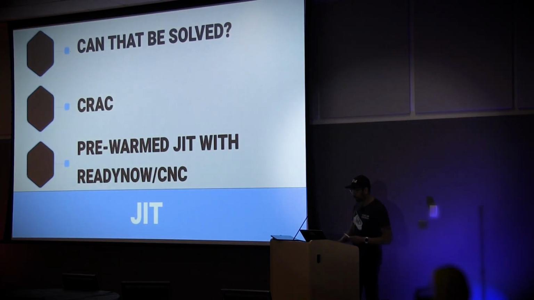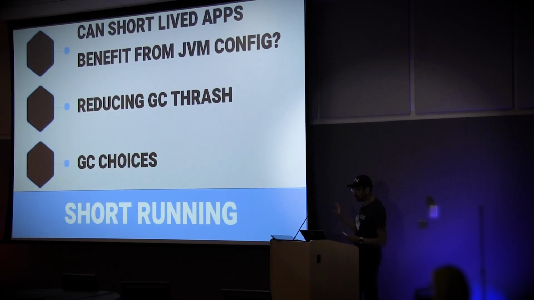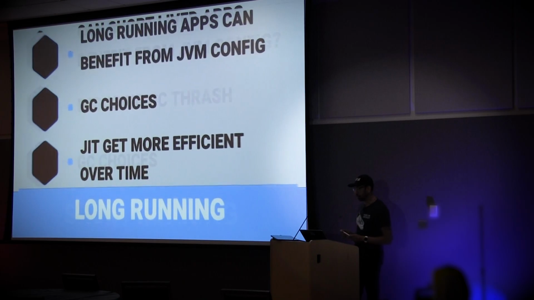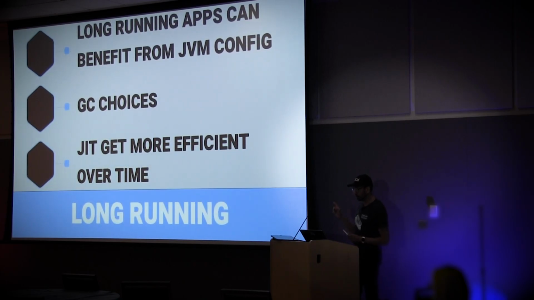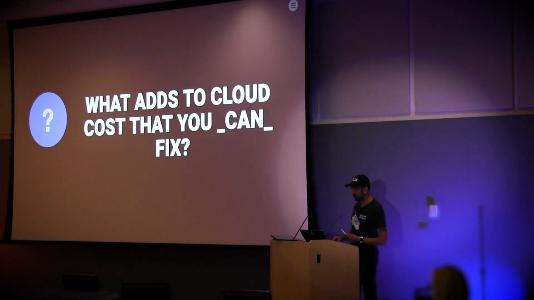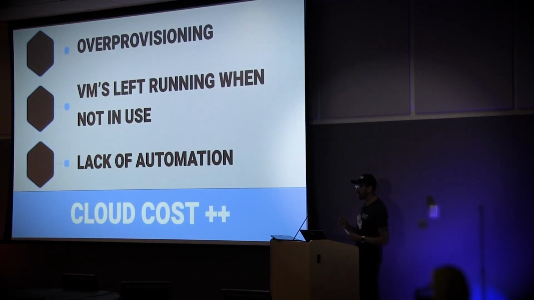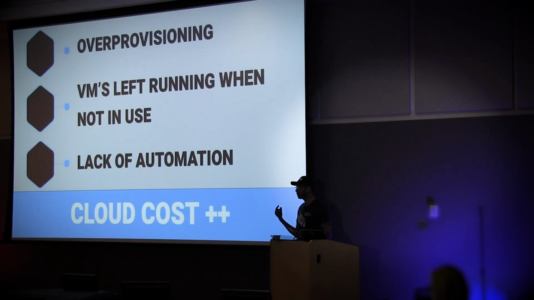So we talked about these things already, Ready Now and Cloud Native Compiler. I don't want to get into garbage collection because that's a bit of a longer discussion, like an hour or longer. JIT gets more efficient over time, which we already configured. Okay, and I've already talked about this stuff, Ready Now and CNC. So let me just close out very quickly on stuff that you can do. We talked about not over provisioning as much to save cloud costs. Right, so just make that extra headroom you have less.